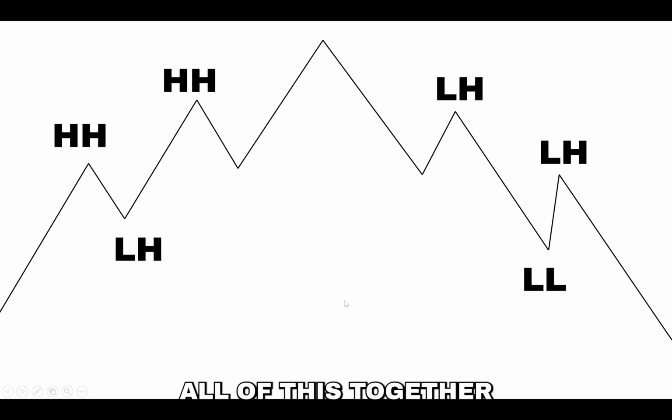When we put all of this together, this is how it looks. This is a complete market structure diagram. First we have our higher highs, price is going higher. We have our higher highs, then we have our lower highs, and then we have another higher high, and then the market switches, then we create our lower highs and then our lower lows.